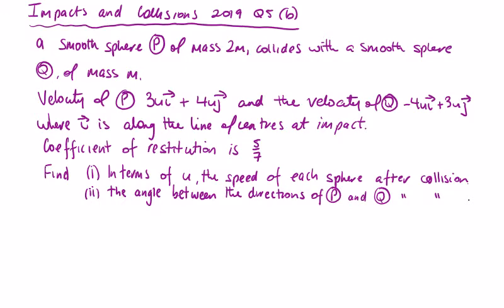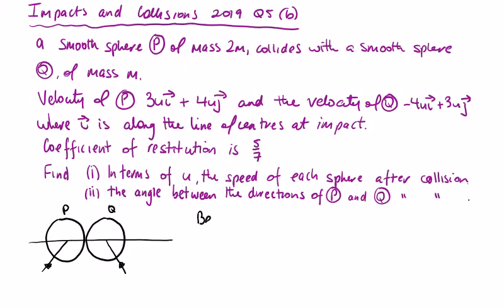So we're asked to find two things. In terms of u, the speed of each sphere after collision, and the angle between the directions of P and Q after the collision. And we were given a diagram. And this is my diagram. So let's look at before and after based on the information that they give us.